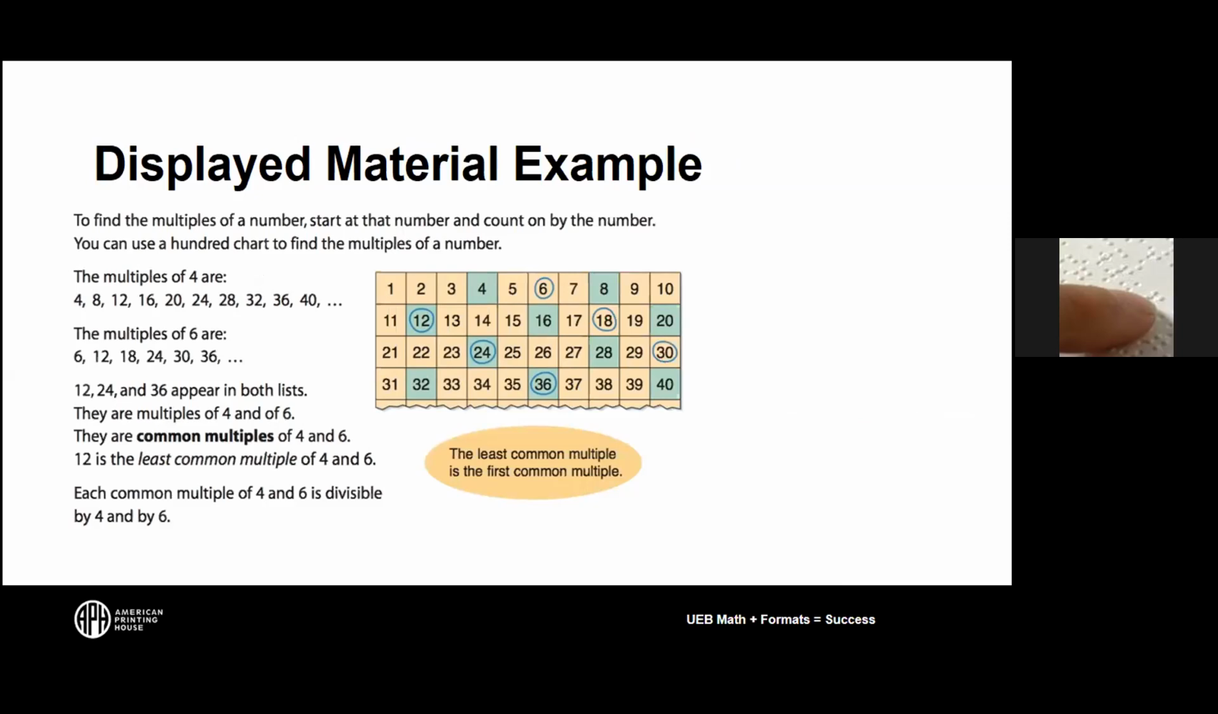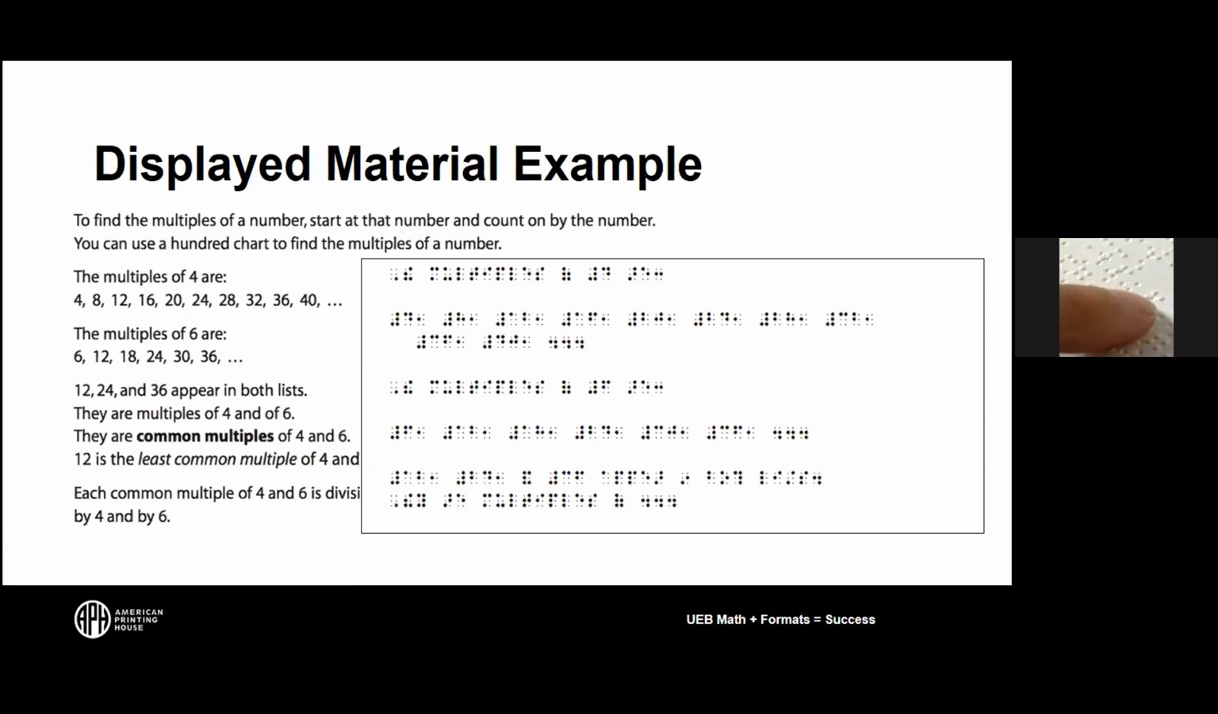So let's look at this print example perhaps, where it's a paragraph that says to find the multiples of a number, start at that number and count on by the number. You can use a 100 chart to find the multiples of a number. The multiples of 4 are, and then there's a series of numbers. The multiples of 6 are, and then a series of numbers. Each of those series of numbers is set off on a line by themselves in print. And then a continuation of the explanation says 12, 24, and 36 appear in both lists. They are multiples of 4 and 6. They are common multiples of 4 and 6. And the explanation goes on. So in Braille, I might do part of this as follows.